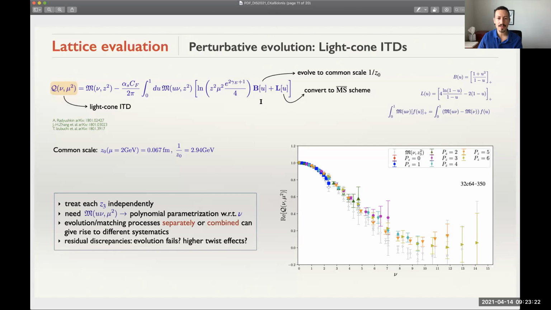We want to check the effect of performing evolution and the conversion together or as separate procedures. Here, with the colored points, I show the results of this evolution, and the gray points are the original data I showed before. While there is some difference on the original points, we still have some residual discrepancies, and we are currently studying those discrepancies. We want to see if it's just a failure of the evolution or if there are some residual higher twist effects.